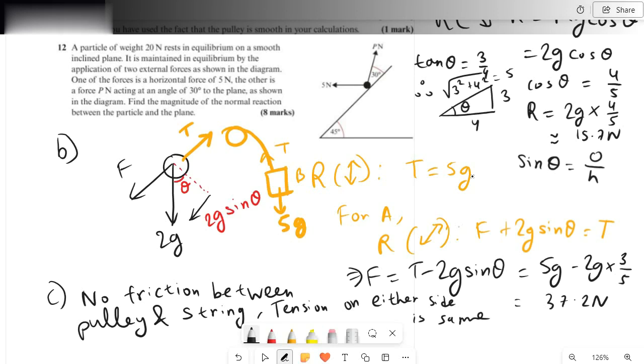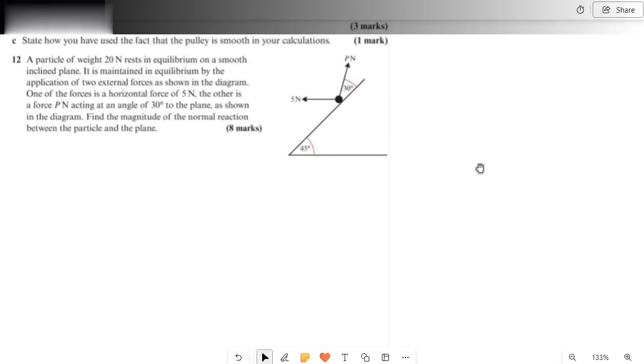And this is our answer. For number 12, a particle of weight 20 Newton rests in equilibrium on a smooth inclined plane. It is maintained in equilibrium by the application of two external forces as shown in a diagram. One of the forces is a horizontal force of 5 newtons. The other is a force P newtons acting at an angle of 30 degrees to the plane as shown in a diagram. We have to find the magnitude of the normal reaction force between the particle and the plane.